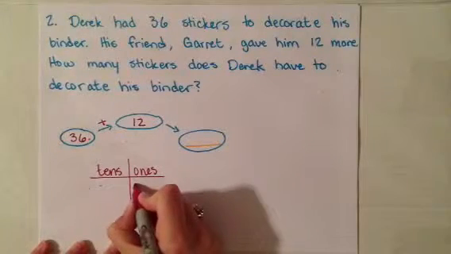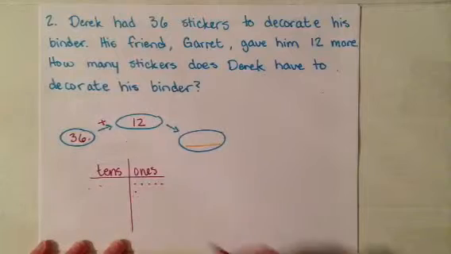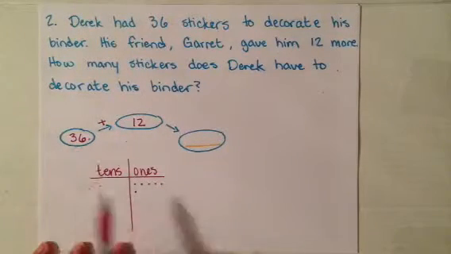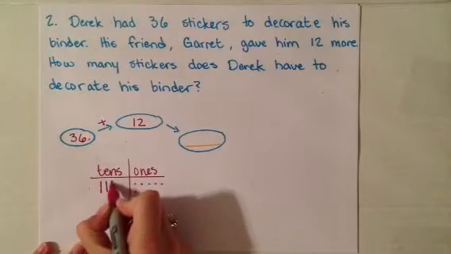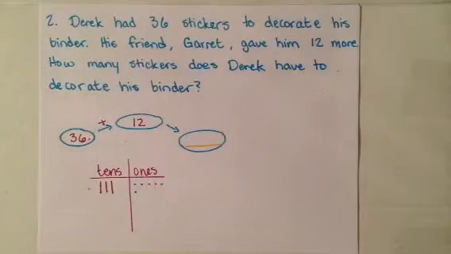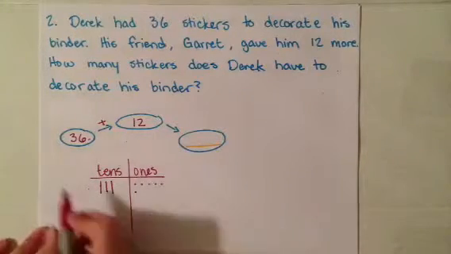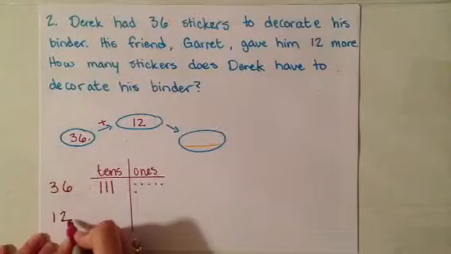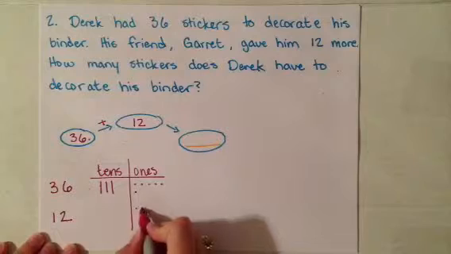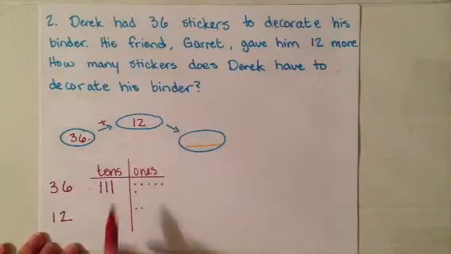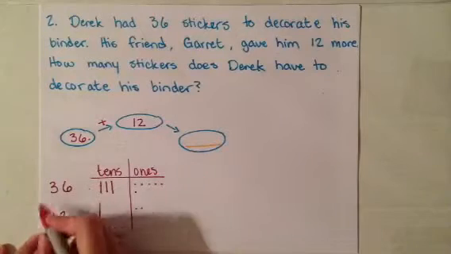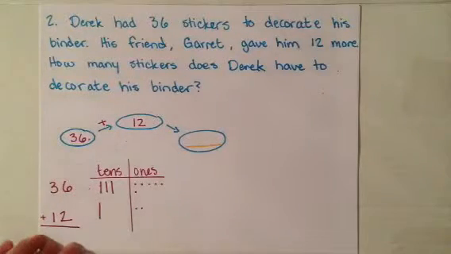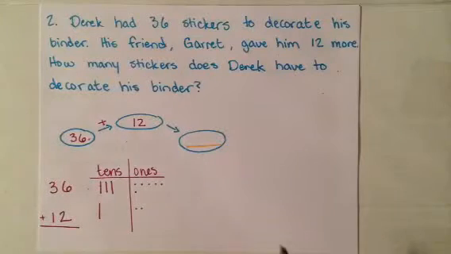6 ones. 1, 2, 3, 4, 5, 6. And we have 3 tens, or 30. 1, 2, 3, 10, 20, 30. In the second number, 12, we have 1, 2 ones, and 1 10. Just for fun, we're going to draw the algorithm over there. If we're going to combine these, I'll go ahead and make an answer sheet.